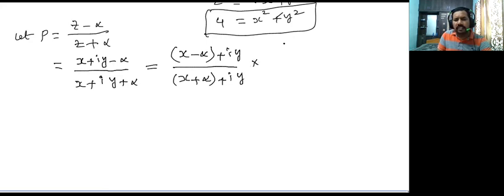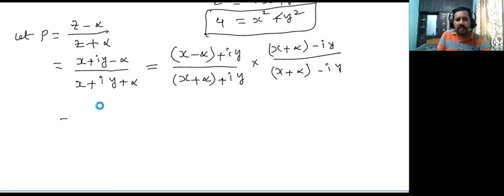Now do the calculation, rationalize. That means write the conjugate complex number, multiplying numerator and denominator. So we get like this, x plus alpha minus iy. Now see the calculation, numerator, x minus alpha into x plus alpha, that is x square minus alpha square.